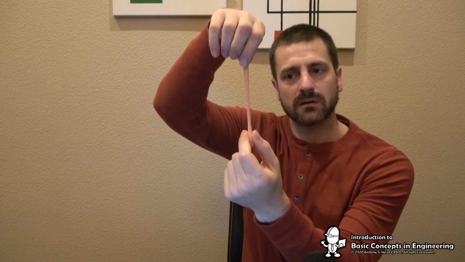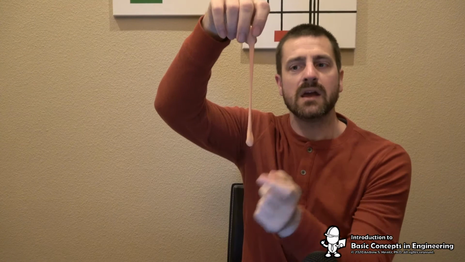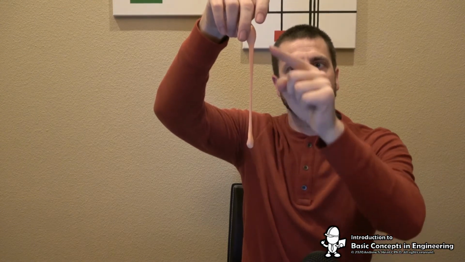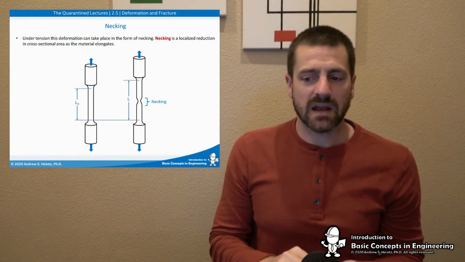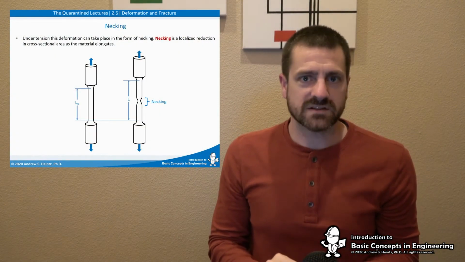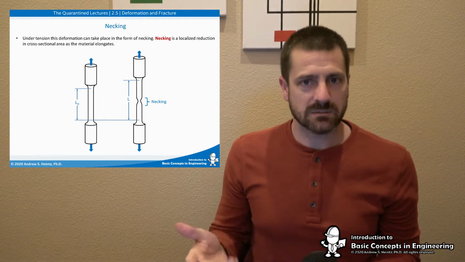So if we do this properly, we pull this, and you're seeing how it's getting thinner in that middle area, right? It's stretching and it's getting thinner. We're not just stretching the material. The material is continually getting thinner and thinner in the middle, and eventually it will get so thin that it will just break, right? This phenomenon is known as necking. It's a localized reduction in cross-sectional area of the sample as the material elongates.